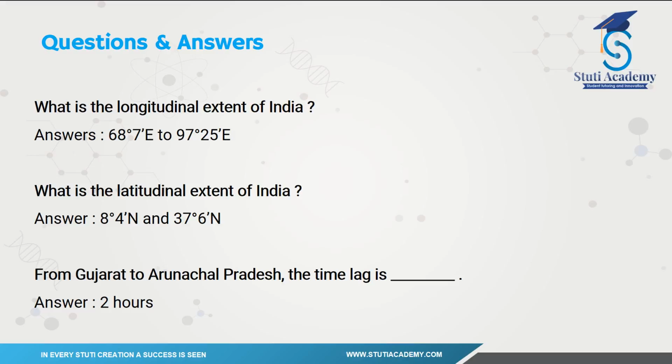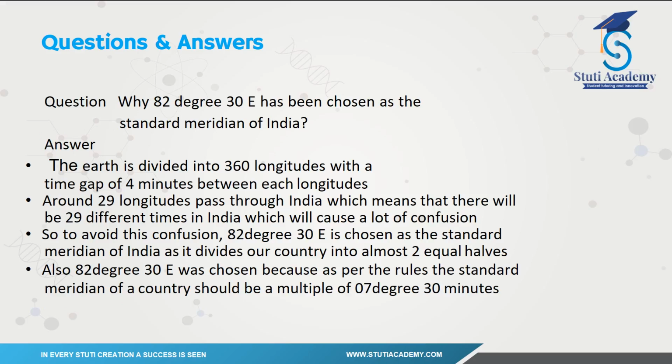Now moving on to the next question. What is the latitudinal extent of India? The answer is 8 degrees 4 minutes north to 37 degrees 6 minutes north. The next question: from Gujarat to Arunachal Pradesh, the time lag is? The answer is 2 hours.